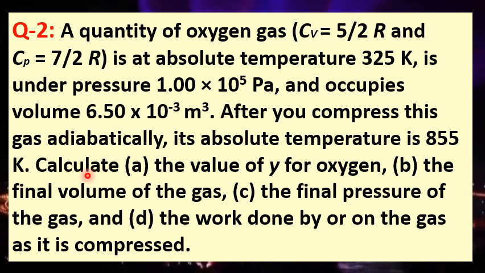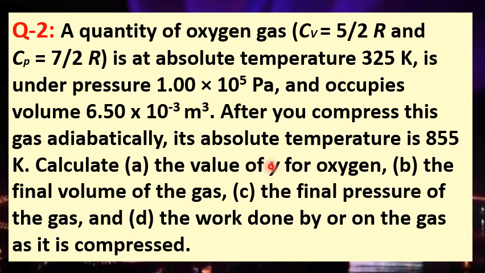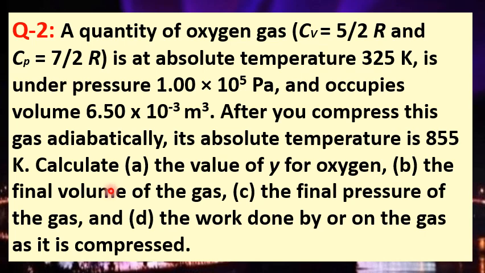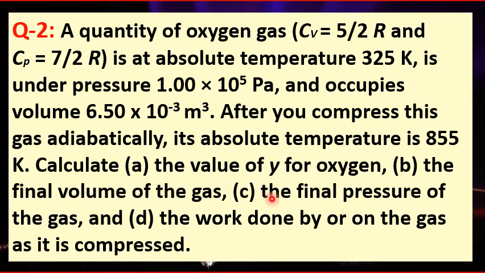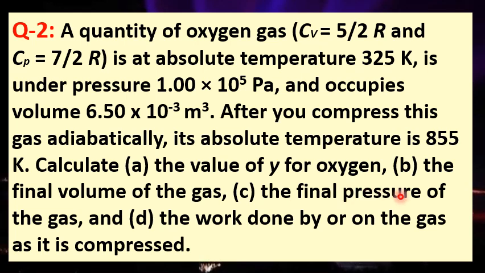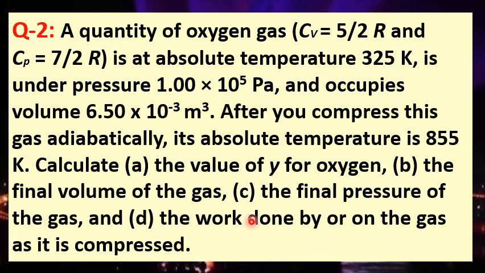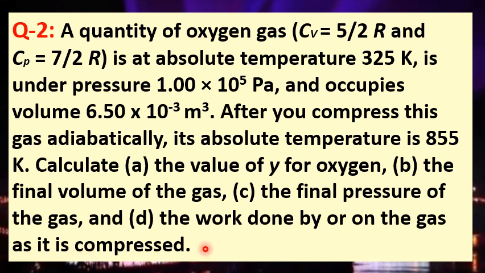Questions are: calculate letter A, the value of gamma for oxygen. Letter B, calculate the final volume of the gas. Letter C, calculate the final pressure of the gas. And letter D, calculate the work done by or on the gas as it is compressed.